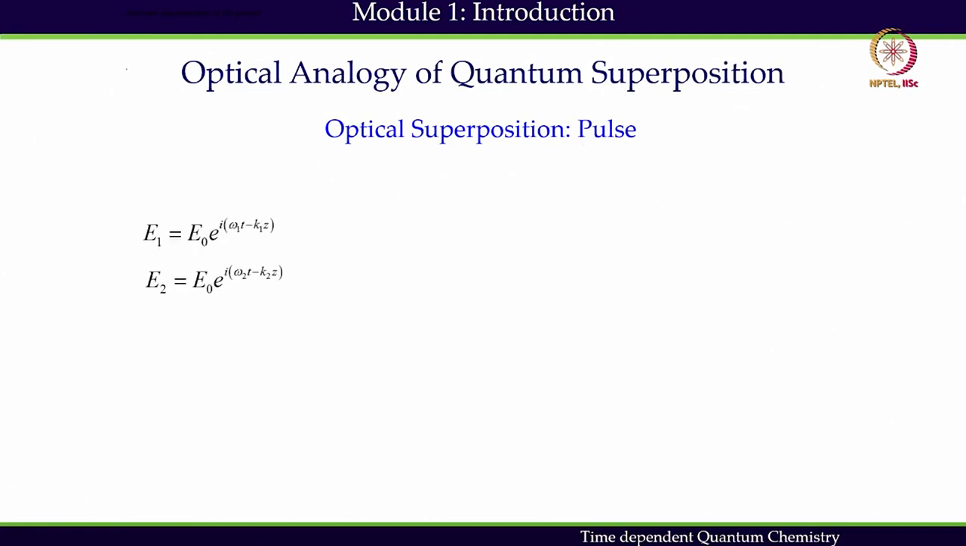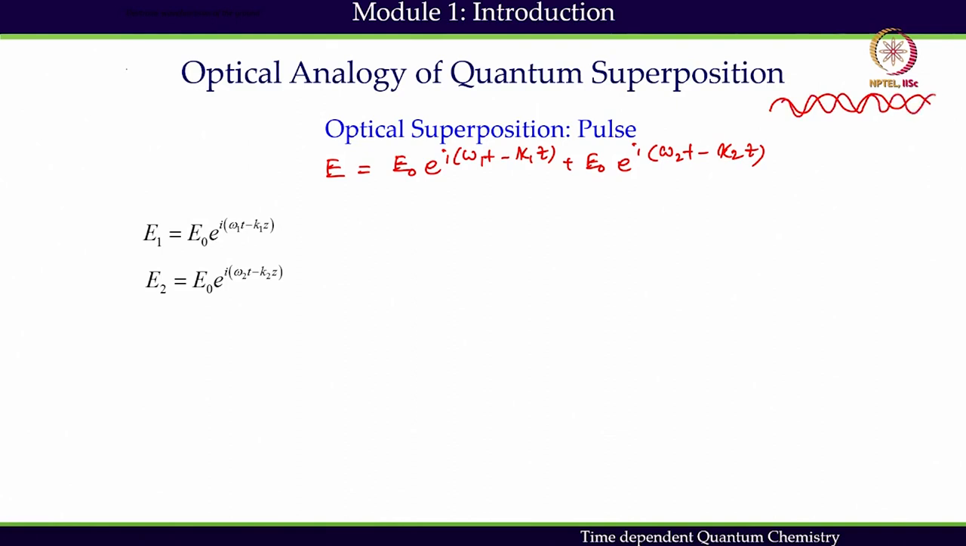When we look at this, we will be able to define the optical pulse creation, because the total electric field will be defined in the following way. Total electric field is nothing but E naught e to the power i(omega 1 t minus k 1 z) plus E naught e to the power i(omega 2 t minus k 2 z). Two plane waves propagating along the same direction, but with slightly different frequency. And how does the total electric field change? This is equivalent to creating a pulse like this.